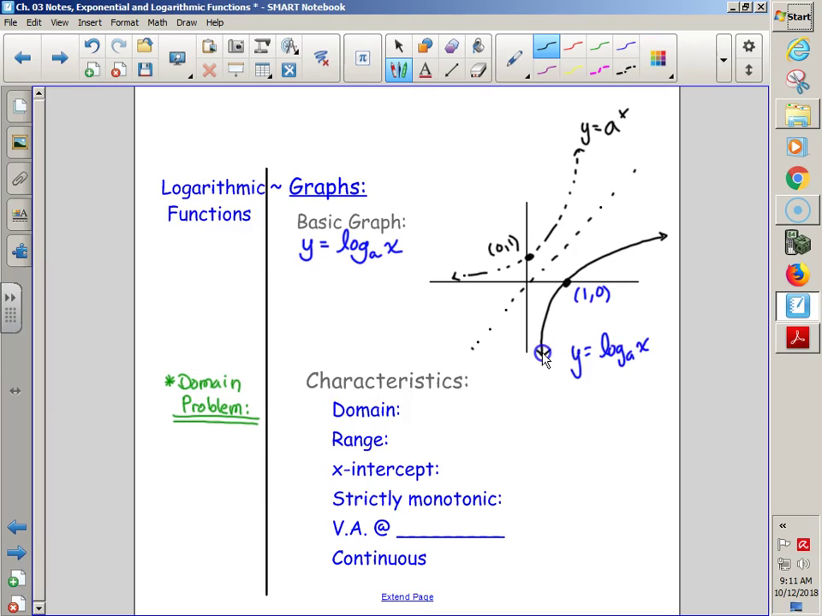Hold on, exponential graphs. Do you remember the other special point? What was this special point up here? When x is 1, y is a. Yeah, so 1, a would be on the exponential graph. And do you remember what the special point was over here at negative 1?